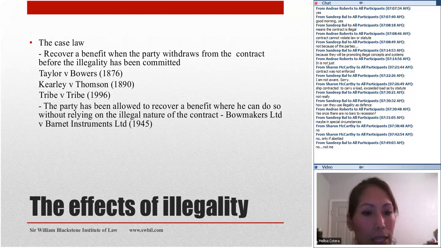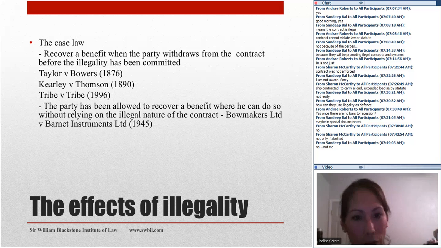Finally, in this topic, the party has been allowed to recover a benefit where he can do so without relying on the illegal nature of the contract. In the case of Bowmakers Limited versus Barnett Instruments, there was an agreement that didn't comply with statutory requirements. The defendant missed payments due under the agreement, and the claimant sought to recover the machine. The defendant argued that the claimant's illegality in failing to comply with the statutory requirements barred the recovery. The claimant didn't plead the illegal agreement in making their claim. It was based on their ownership of the machine, and therefore they didn't need to rely on their illegality to found the claim. So here was an issue of title.